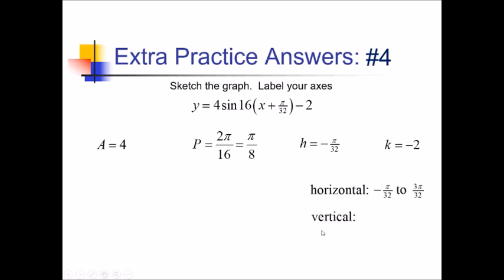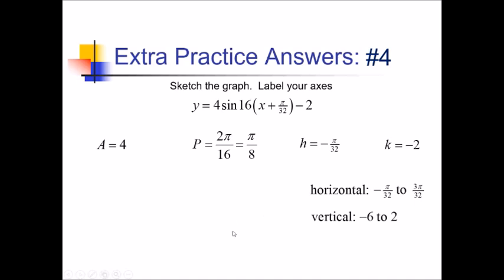And then vertically, I have to go from k minus the amplitude to k plus the amplitude. So at the minimum value, we have negative 2 minus 4, which is negative 6. And how high can we go? Negative 2 plus 4, which brings us to positive 2. So I need a graph that goes from negative pi over 32 to 3 pi over 32 horizontally, and from negative 6 to positive 2 vertically.